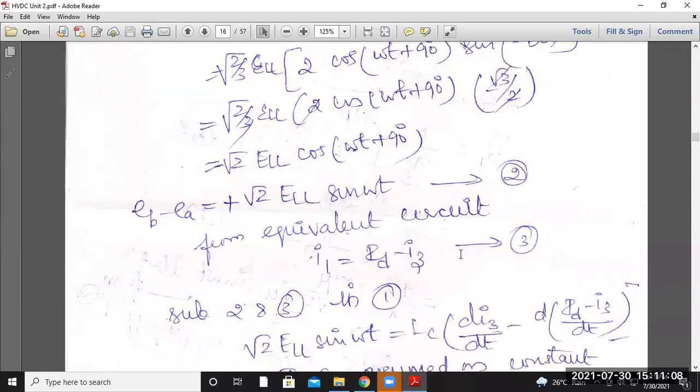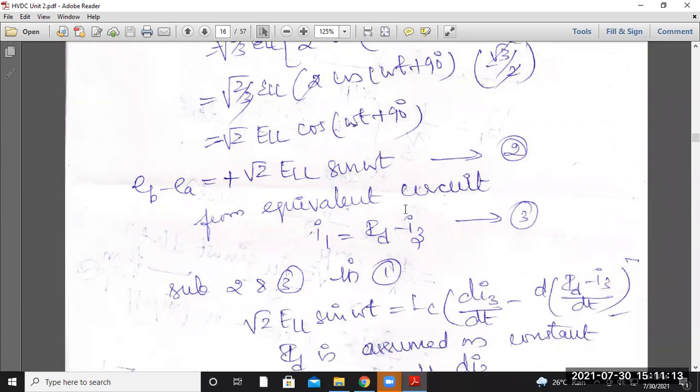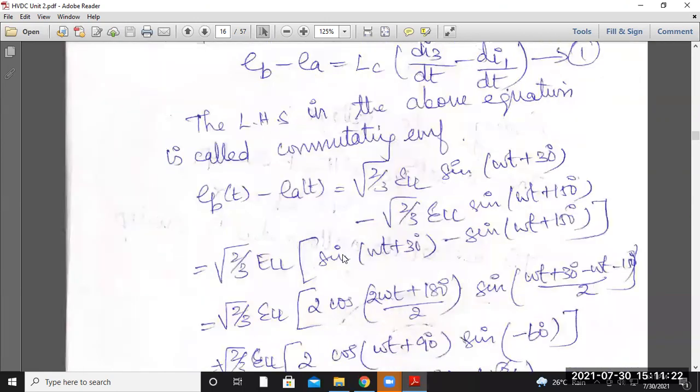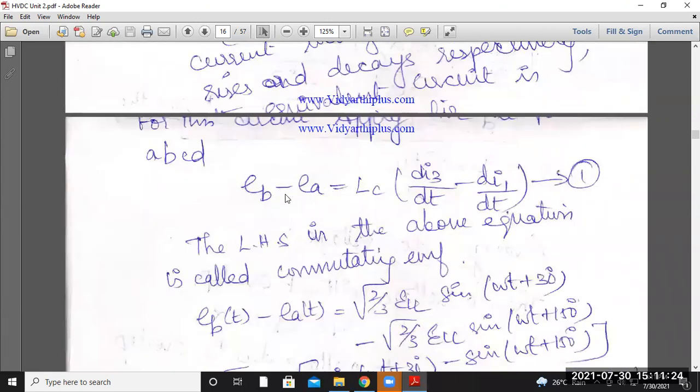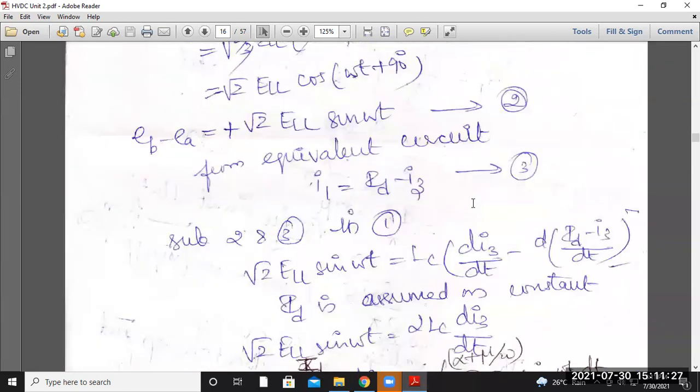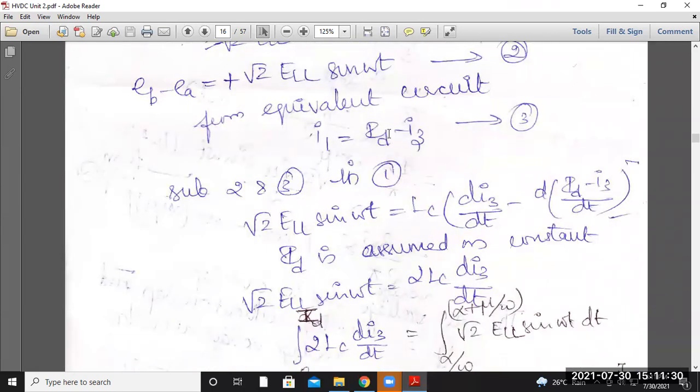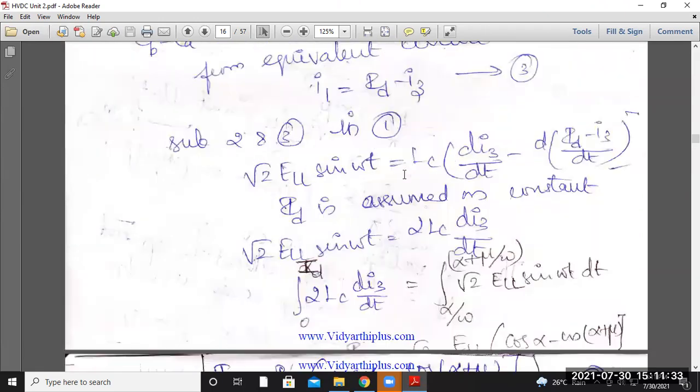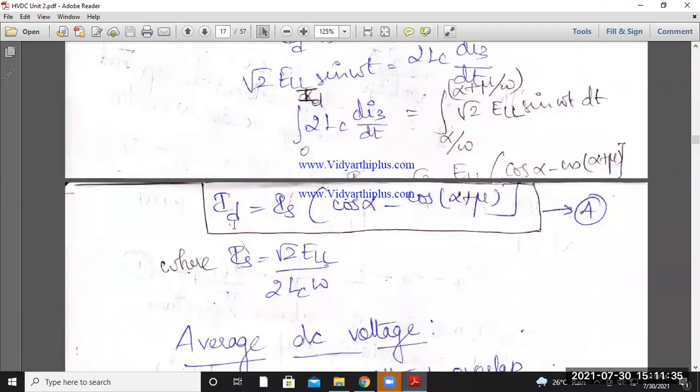Now from the equivalent circuit, I1 will be taken as I1 equal to Id minus I3. Just put the value of equations 2 and 3 in equation 1. Putting those values, you will get Id equal to Is (cos alpha minus cos alpha plus mu). There is an involvement of mu in this equation that will change the value of the HVDC link current.